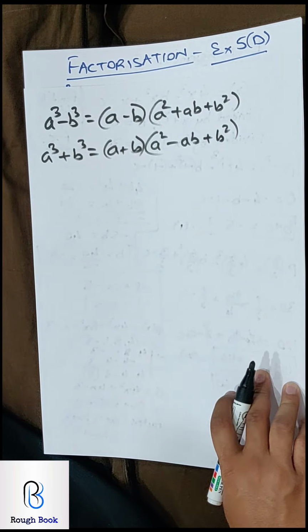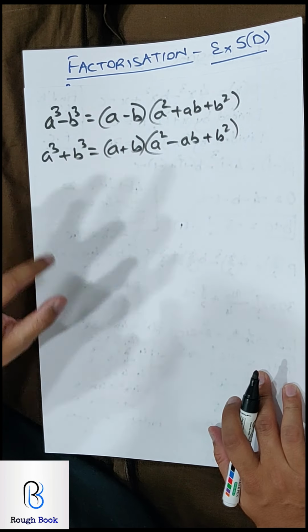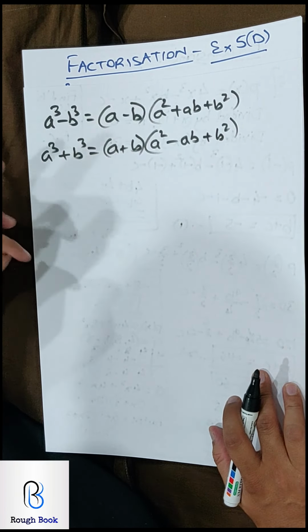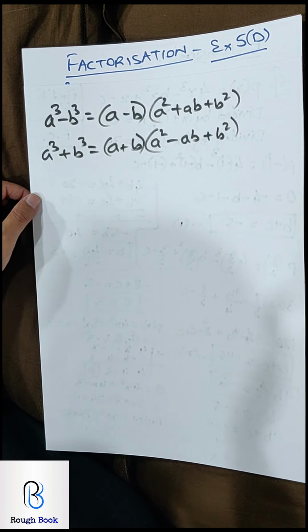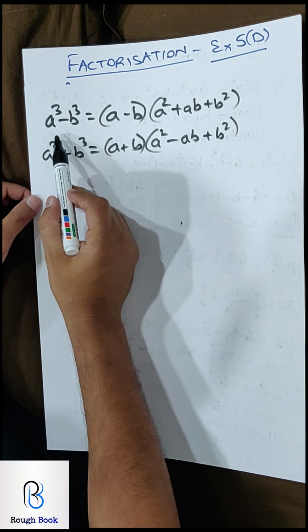There can be a derivation of how to get this using the another formula, that is A plus B the whole cube. I'm not getting into that in this video. You can always check it online. So let's come directly to these two formulae, how to remember them.